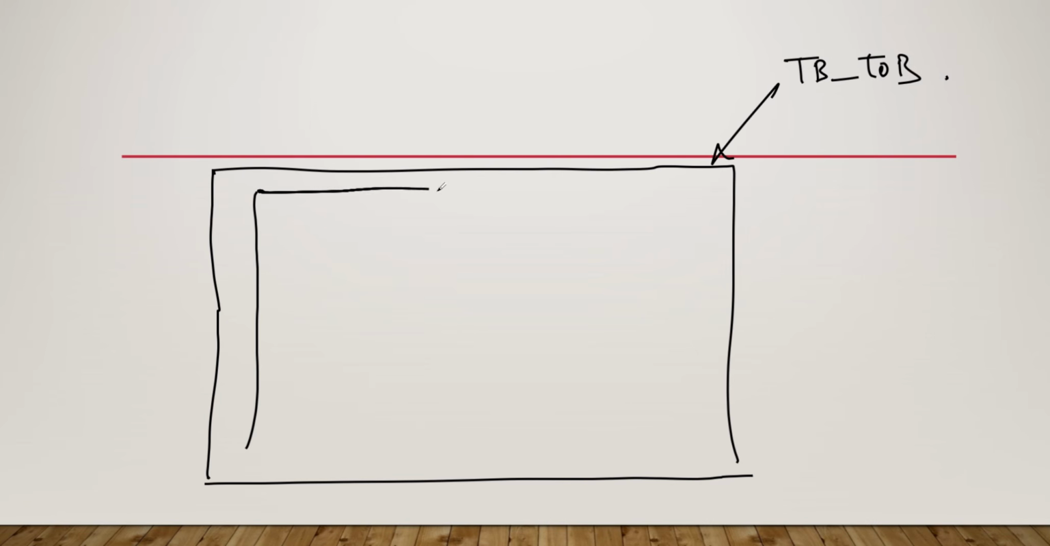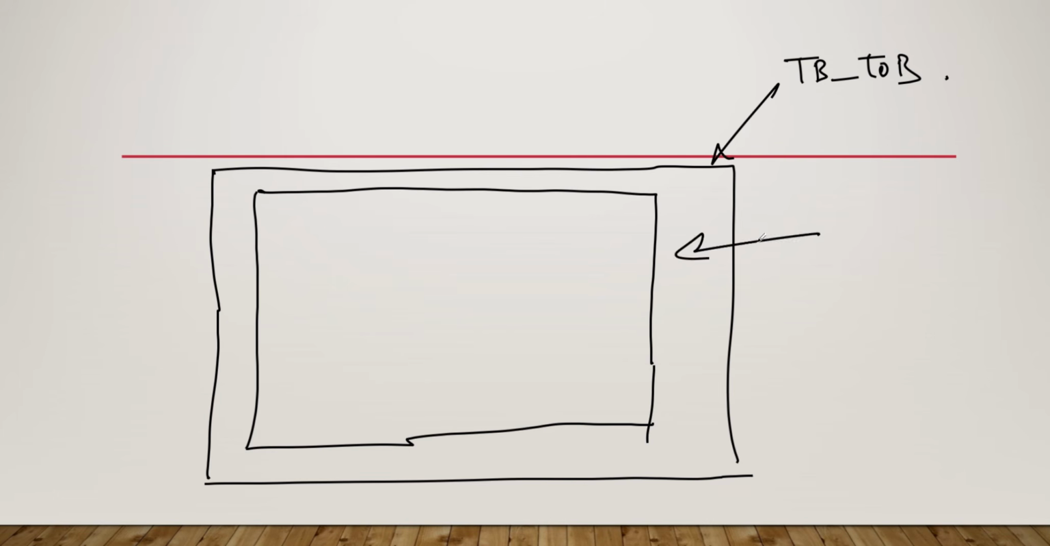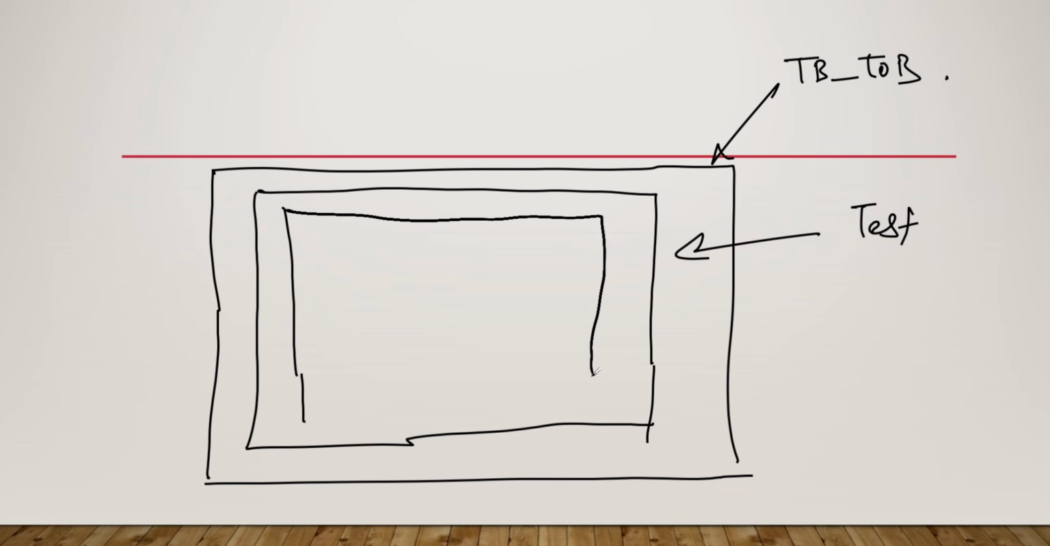Inside the TB top, you have one test. So this is your test component. Drawing I will have to learn, man. And then inside that you have one environment. So inside the test you have one environment. Consider this as a layer. Okay. So inside the test we have one environment.